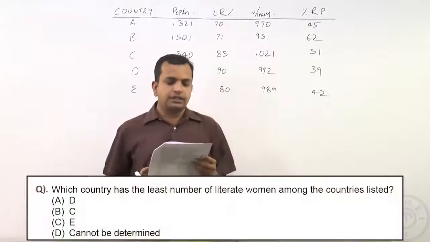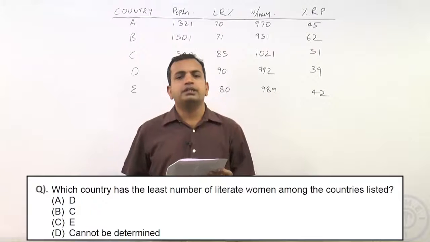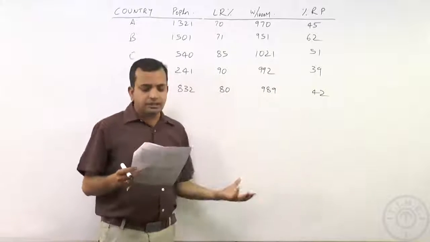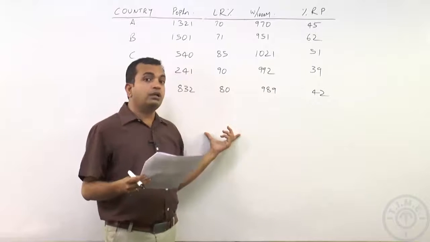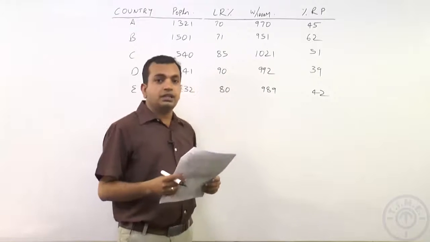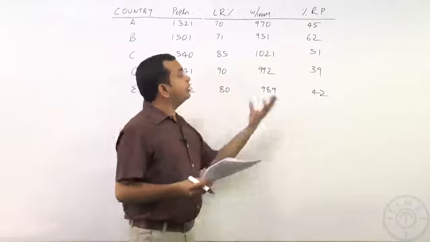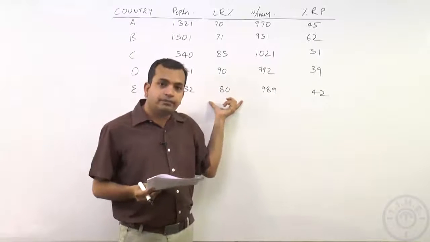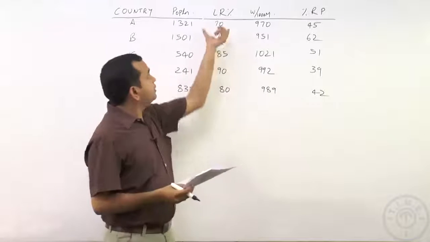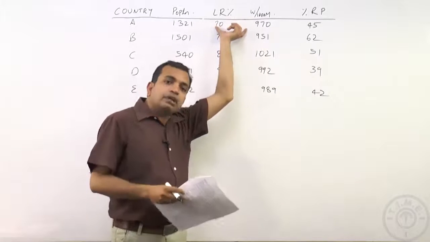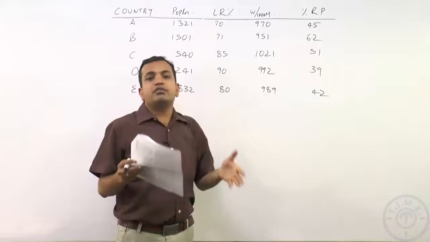Which country has the least number of literate women among the countries listed? Now, on the face of it, it looks as if we cannot find the answer for this question, and what adds to our troubles is that there is a 'cannot be determined' option given as an answer. Why is it possible that we cannot find the answer? Because we have the literacy percent, for example, 70% of the population is literate, but then within that literate population, what is the number of men and women?